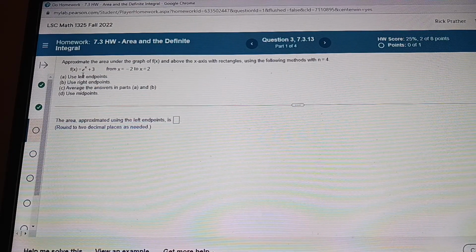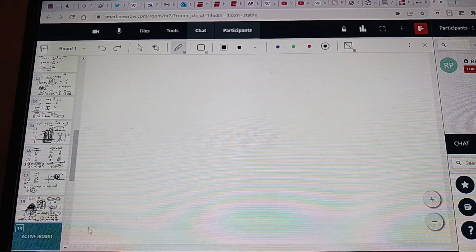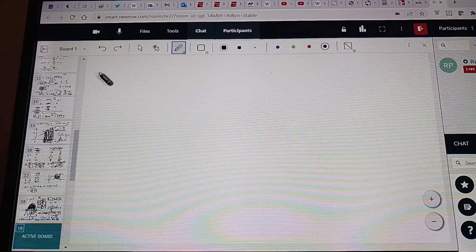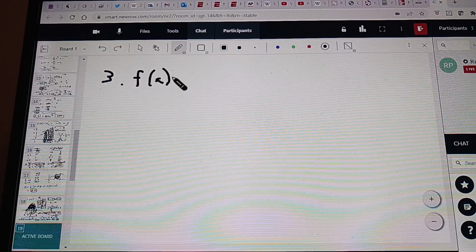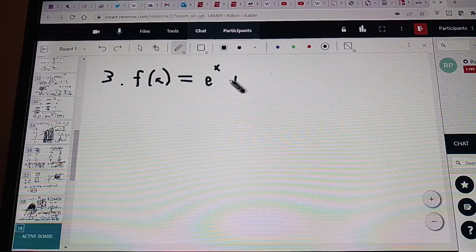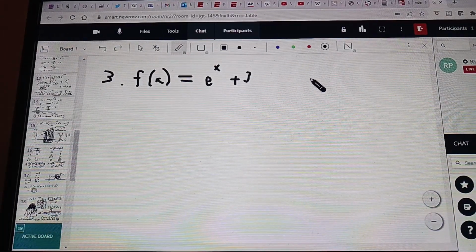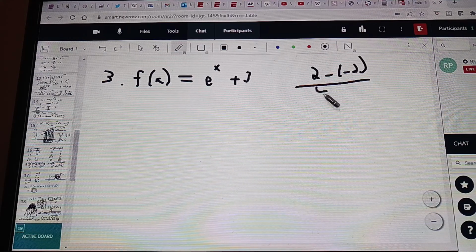Okay, what if we do an exponential? E to the x plus 3. And it's still from -2 to 2, and we still want 4 rectangles. So that'll help because then our widths will each be 1. So number 3 is just like number 2, except the function's different. E to the x plus 3. But we're still going from -2 to 2, and we're still doing 4 rectangles. So that tells me the width is still 1.